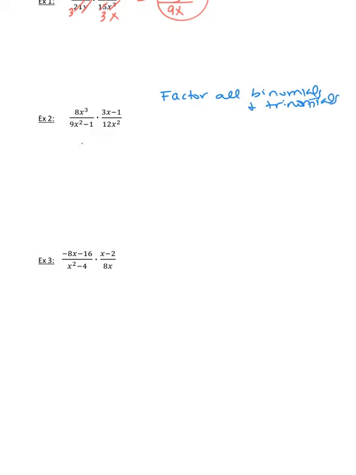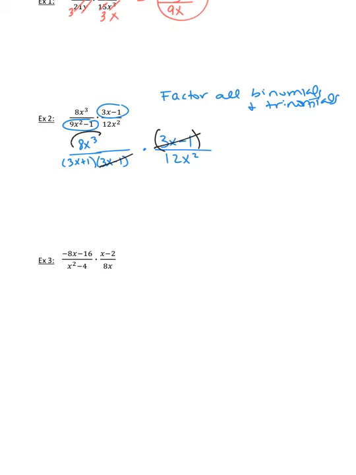So 8x cubed, I'm going to bring it down because it's a monomial. That can't be factored. But I can factor 9x squared minus 1. That's difference of squares. So that would be 3x plus 1 times 3x minus 1. And this is being multiplied by 3x minus 1, which can't be factored. It's already prime. And 12x squared is a monomial. That can't be factored. So now I cross cancel the two matching binomials. 3x minus 1 and 3x minus 1 are common factors.